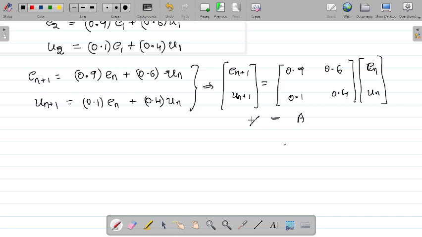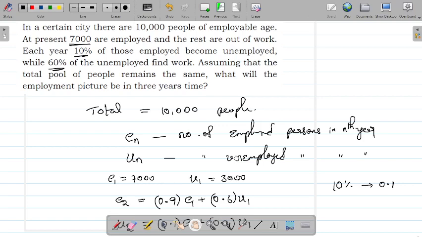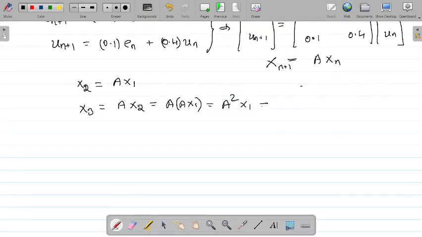Okay, what is it we need? We need the picture in 3 years. So is it after 3 years? When it comes to the third year, you can simply calculate the square of this matrix, write it, and multiply with these entries, then you'll come to know. So the answer to the required question is this. First you need to write this matrix A square multiplied with E1, that is 7000, and U1, that is 3000. So this will give you the answer.